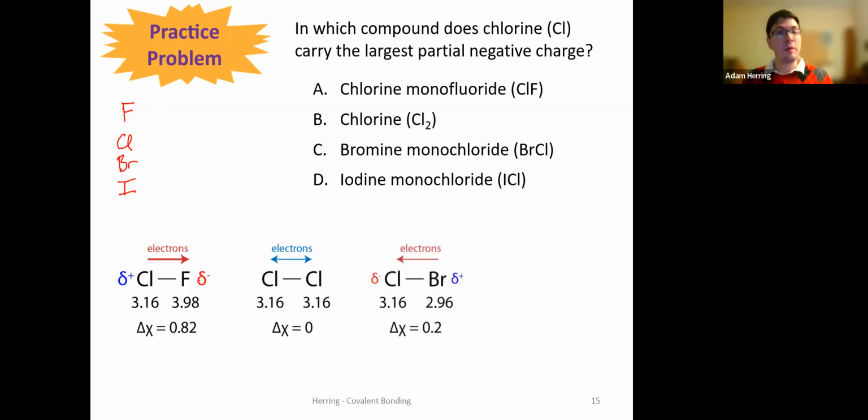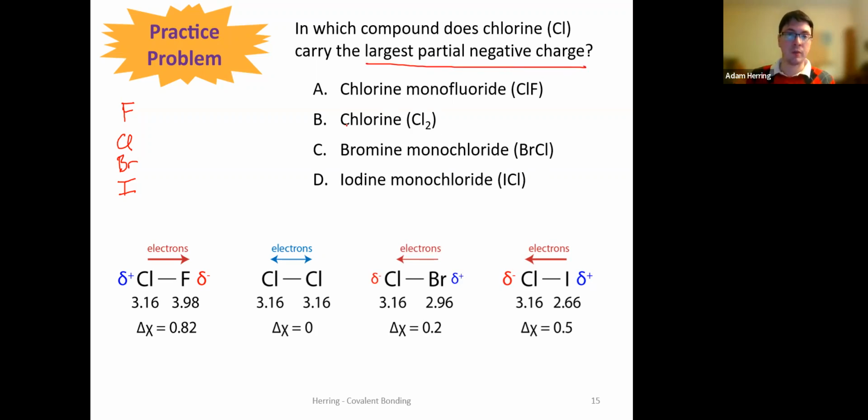In the chlorine-bromine bond, chlorine is more electronegative, so it has a negative partial charge on it. And then chlorine and iodine, the chlorine is also more electronegative, and so it contains a partial negative charge as well. So we want to know which one has the largest partial negative charge. Well, we can easily eliminate these two choices because they don't put negative charges on the chlorine.